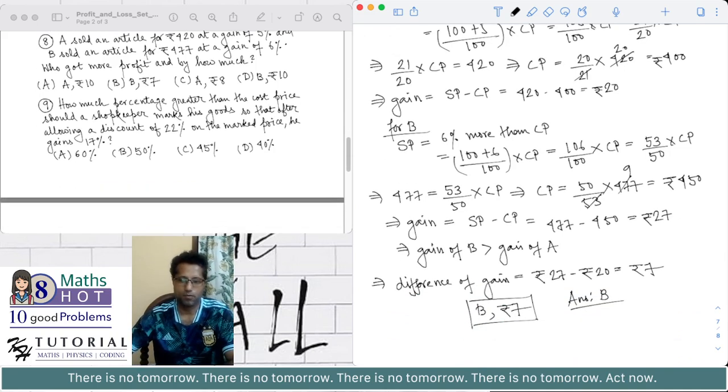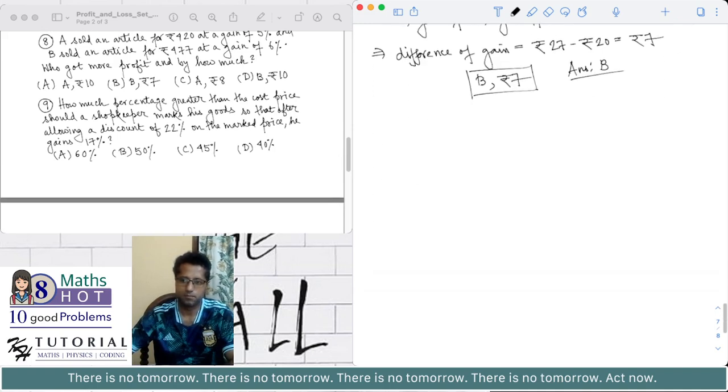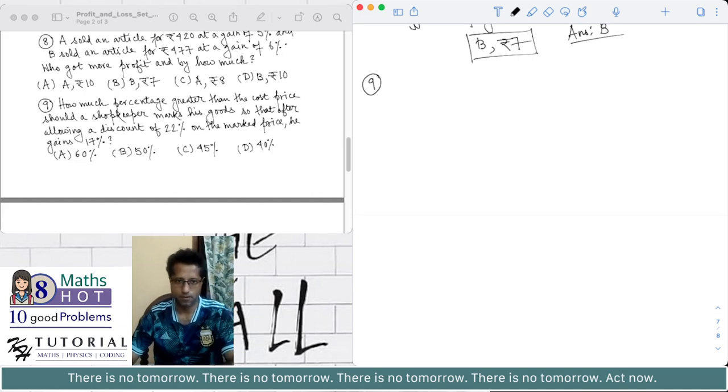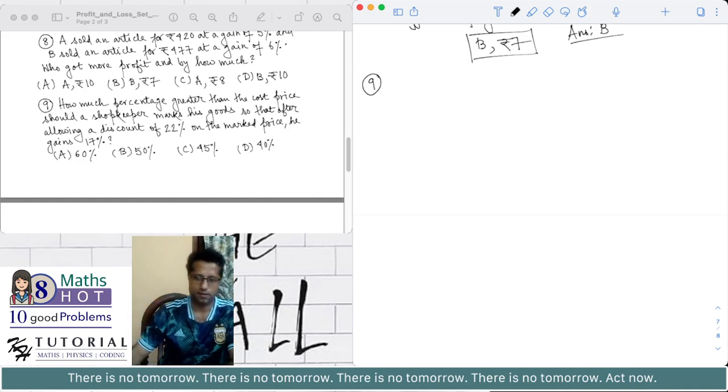Okay, let's do problem number 9. How much percentage greater than the cost price should a shopkeeper mark his goods so that after allowing a discount of 22% on the marked price, he gains 17%?